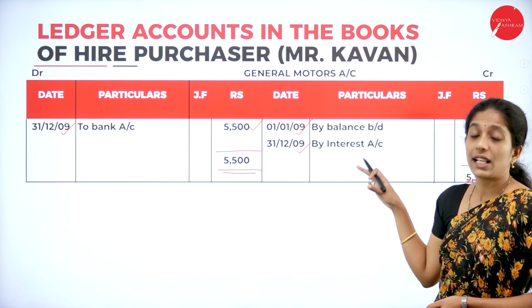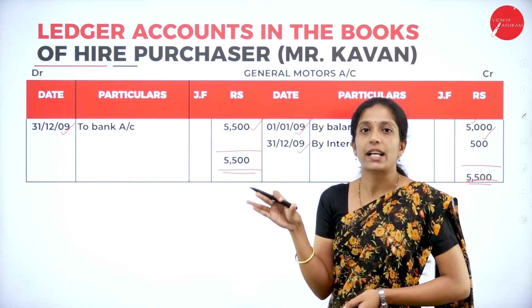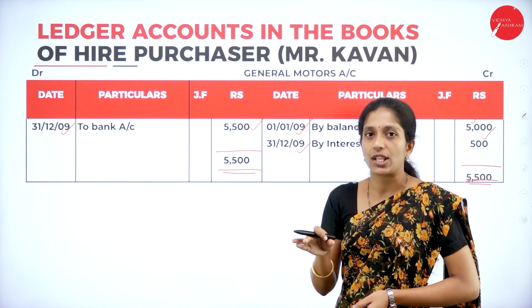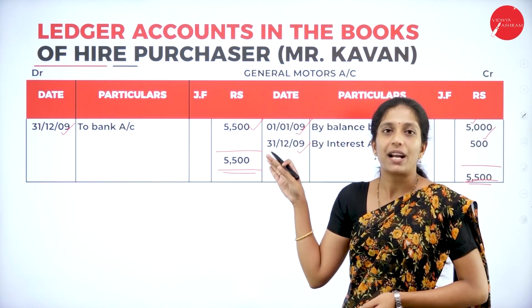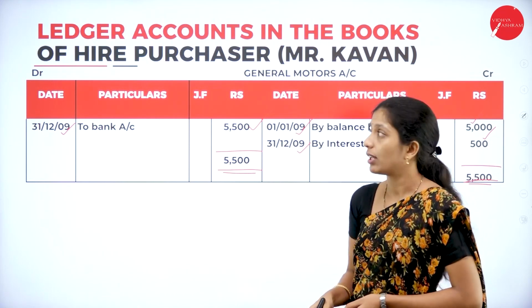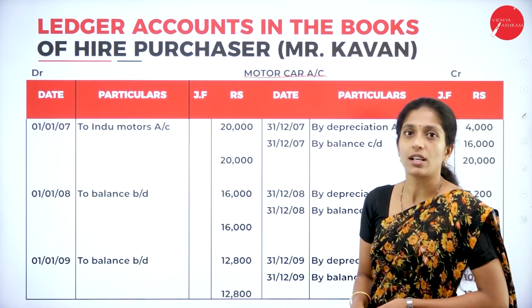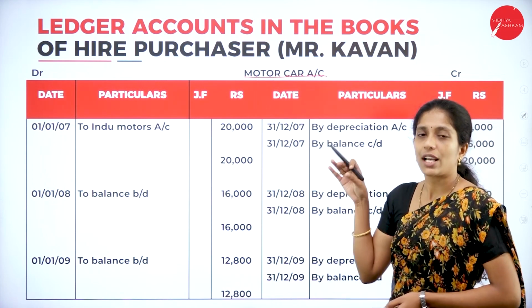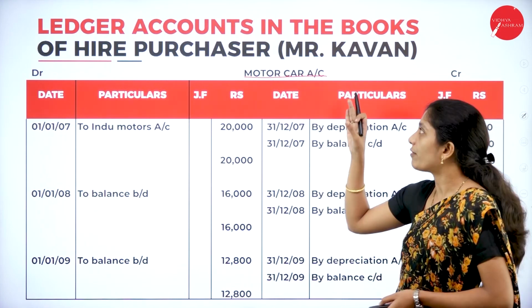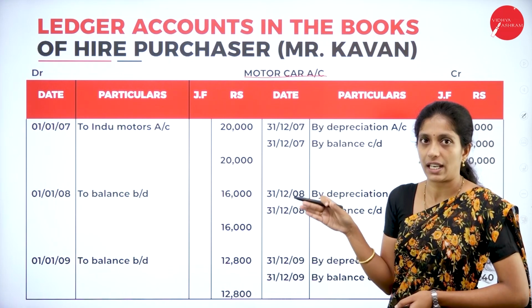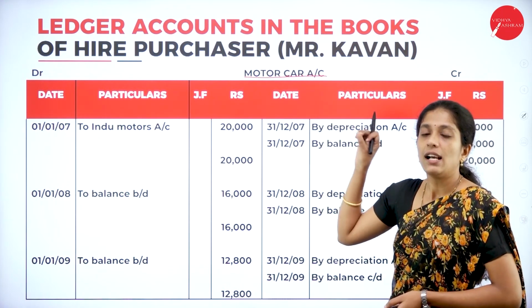Hope you are clear with how we are going to prepare ledger accounts in the books of the hire purchaser. The first account to be prepared is the hire seller's account. Next, go to the asset account. Here the asset is the motor car. So we are going to prepare ledger accounts in the books of the hire purchaser, that is Mr. Kavan. Under that we shall prepare the asset account.